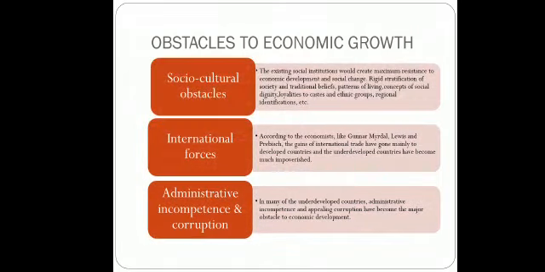Next, the fifth one, international forces. According to economists like Gunnar Myrdal, Arthur Lewis, and Prabhu Sringar, the gains of international trade have gone mainly to developed countries, and the underdeveloped countries have become much impoverished. Though our exports have increased much in world trade, this has not much contributed to the development of the rest of the economy or the backward countries.